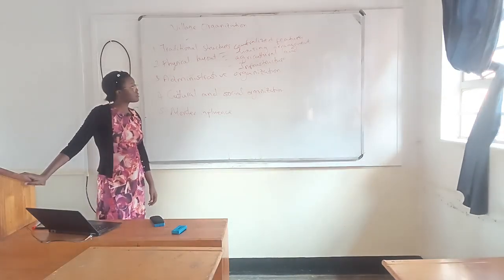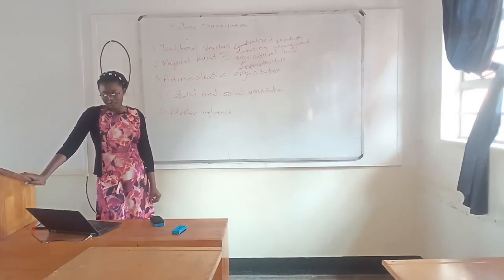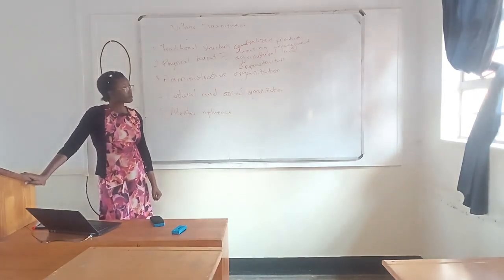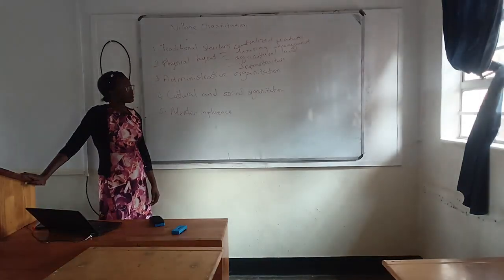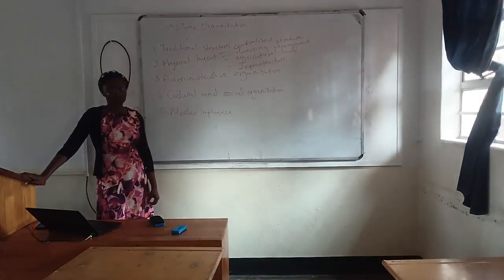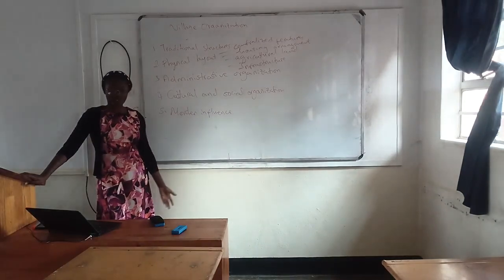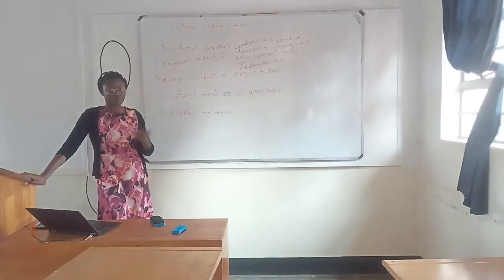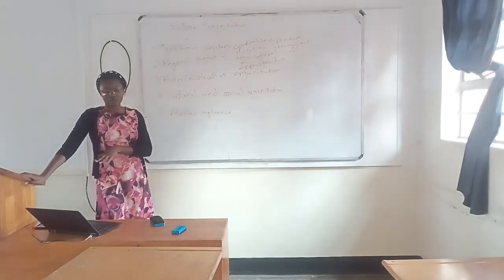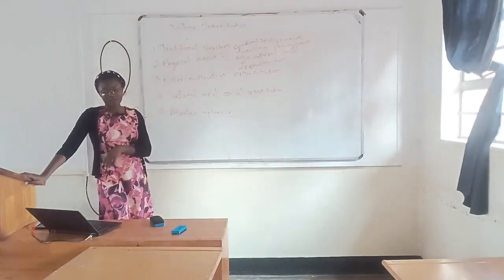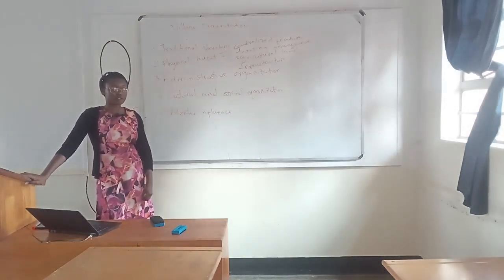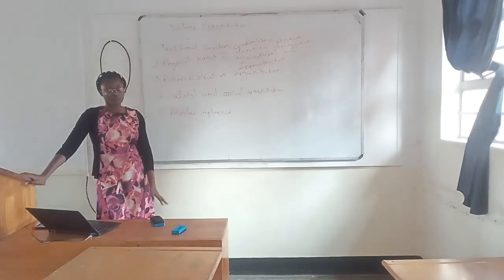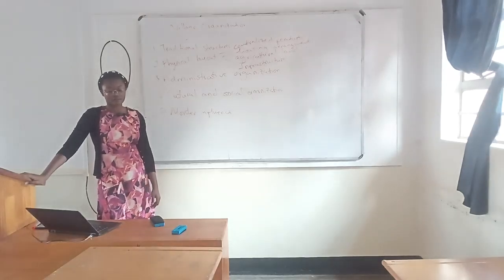And then the housing arrangement is that a lot of people live in clustered settlements, some in scattered. Depending on the size of the area, if you go to the north, you find that it's really scattered. If you go down south, it's highly populated. So, depending on the size of the area, the housing arrangement is either scattered or clustered.